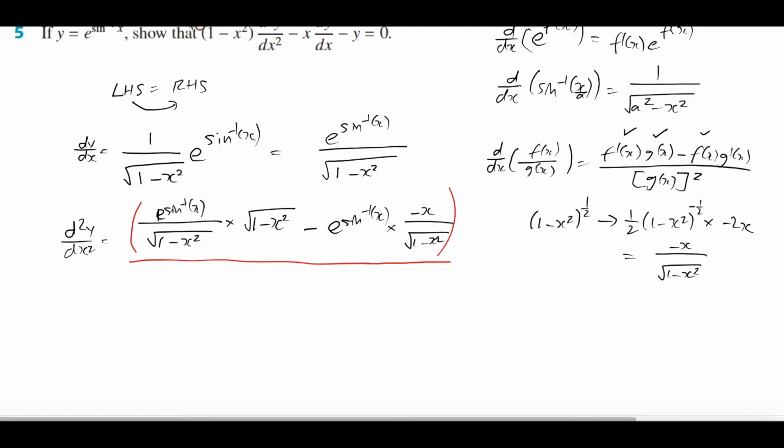Then g(x) fully squared. This is quite nice because we already have the square root here, so if you square that, it disappears and you're left with 1 minus x squared.